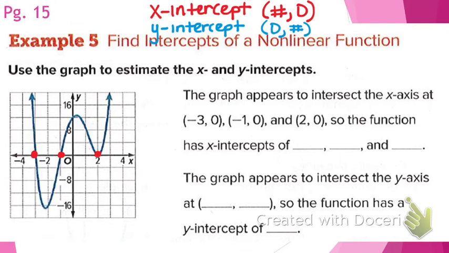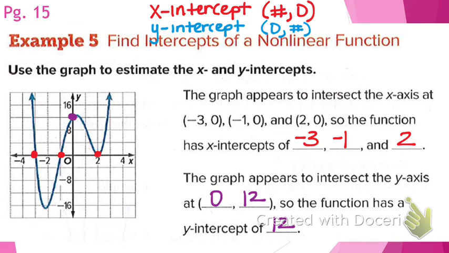So for this graph here, it crosses or touches the x-axis 3 times. So -3, -1, 2. So my x-intercepts are -3, -1, and 2. Those are my x-intercepts. Now your y-intercept, there's only one, and it's counting by 4s. So what would my y-intercept be? 12. And what do I write, 12, 0 or 0, 12? 0, 12. So 0, 12, because I have a y-intercept of 12.